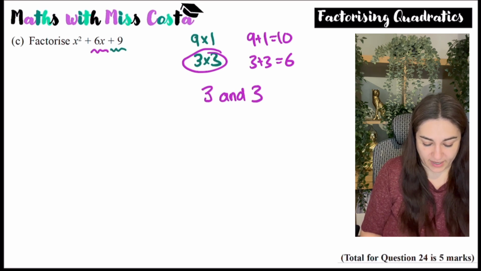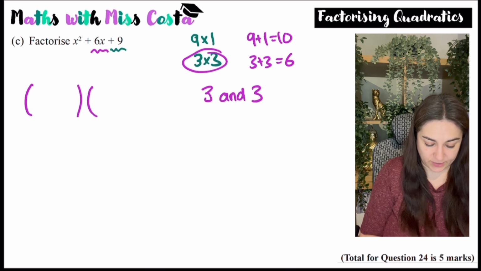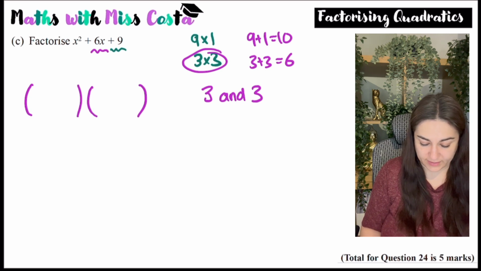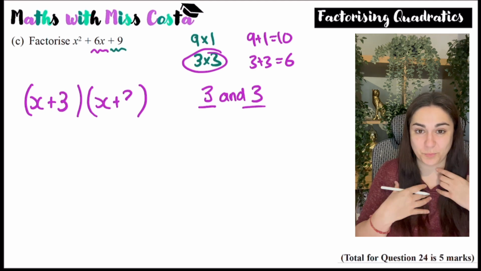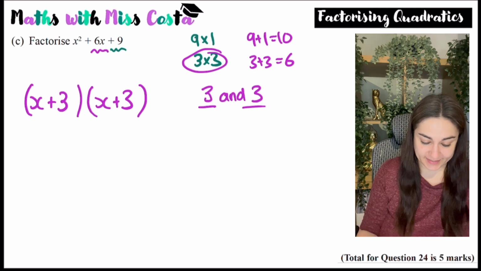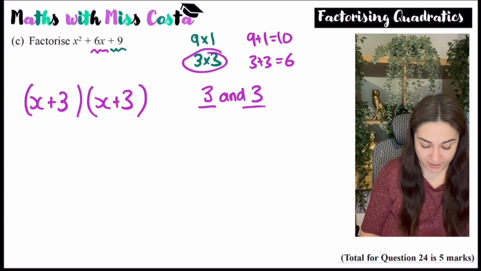Now what you do is you have the factor of 3 and the factor of 3. You put it into brackets and you're going to write x, and it's a positive 3, so you're going to write x plus 3, and over here x plus 3. So that's how you factorise, you're putting it into brackets. You can always double check by expanding.